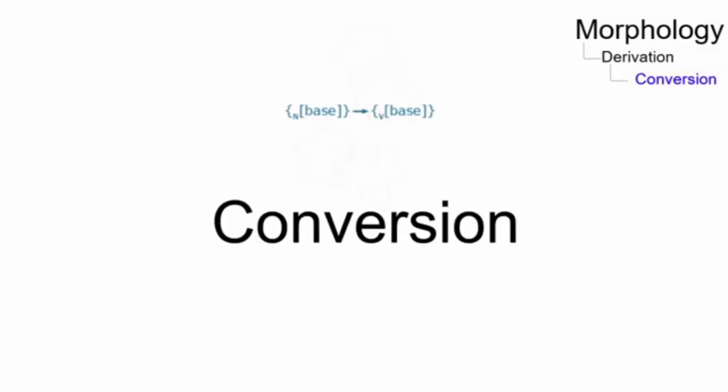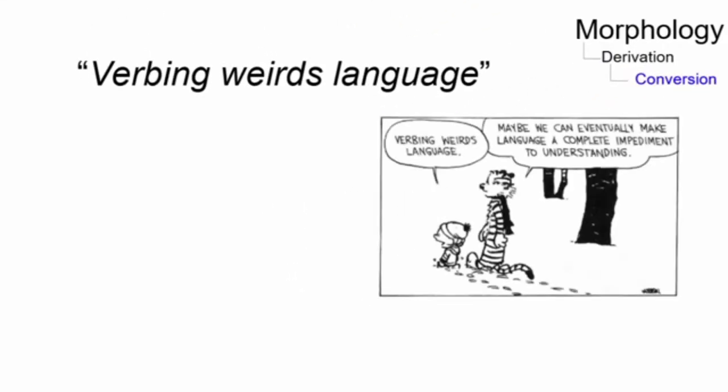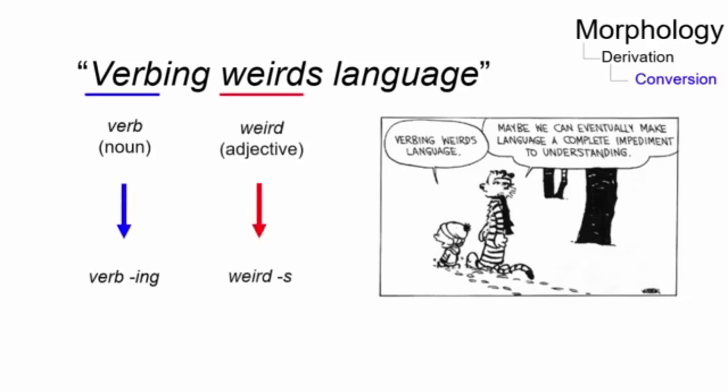Conversion, also known as zero derivation, is a type of word formation in which the category and the function of a word change without any reduction. Bill Watterson coined the phrase "verbing weirds language" in his daily comic strip Calvin and Hobbes. This quote demonstrates the conversion of the noun, verb, and the adjective, weird.